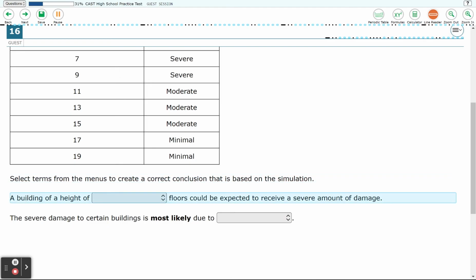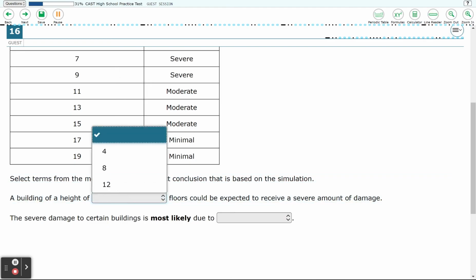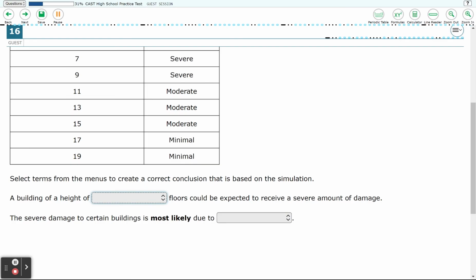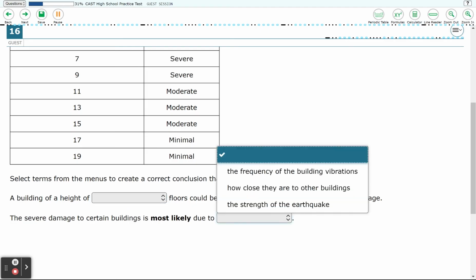A building of a height of 4, 8, or 12 floors could expect to receive a severe amount of damage. The severe damage to buildings is most likely due to the frequency of the building's vibrations, how close they are to other buildings, or the strength of the earthquake. Mark your answer now.